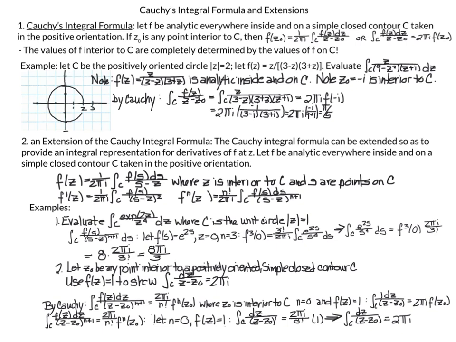Next, we will look at an extension of the Cauchy integral formula. We're going to extend it now to derivatives of f at z. So let f be analytic everywhere inside and on a simple closed contour taken in the positive oriented direction. Then here we have f of z is equal to 1 over 2 pi i, integral over C of f of s ds over s minus z.